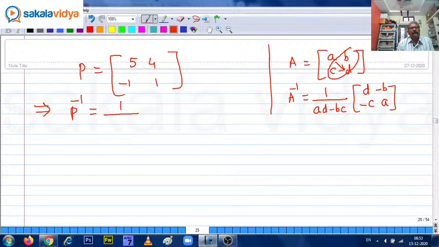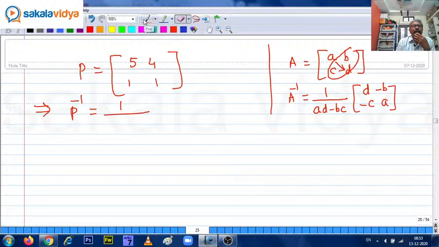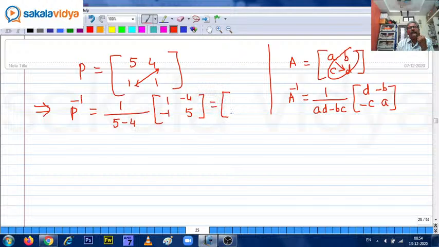P inverse equals 1 upon, how much will you get? Okay, one minute. Sorry, actually I have taken it wrong. This is 1. Okay, this is 1. Right. So let us find it now. AD minus BC: 5 into 1, 5 minus 4, into the matrix with 1 and 5 interchanged and the signs of the other elements changed, so minus 4, minus 1. Obviously it equals, because 5 minus 4 is 1, 1 times minus 4, minus 1, 5.